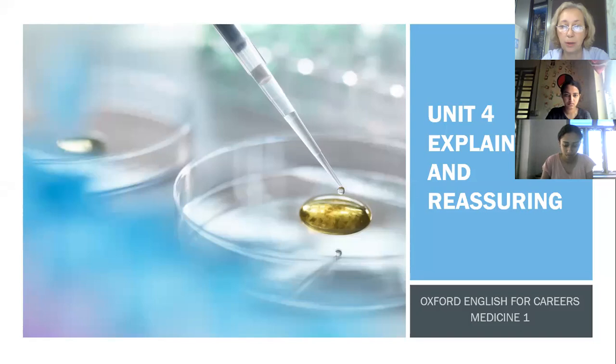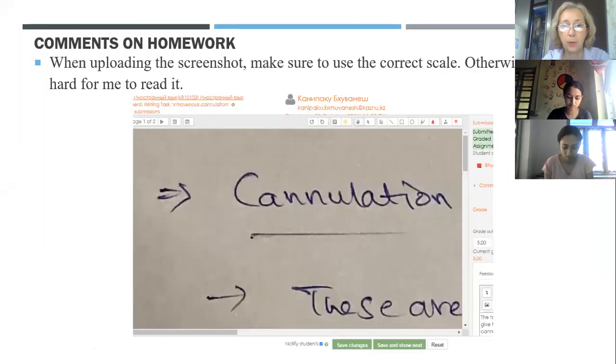And as you see, today we are going to speak about, so actually we're starting a new module, and this is the explaining and reassuring module, unit 4. And so what we start with is comments on your homework, the assignment which you were given. One of the tasks was to describe the cannulation procedure.